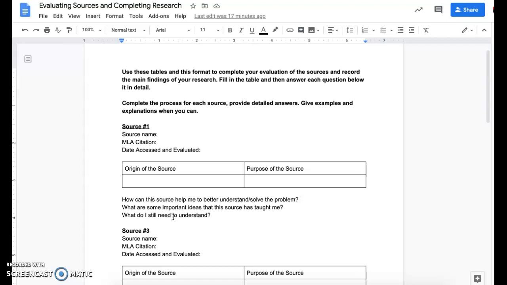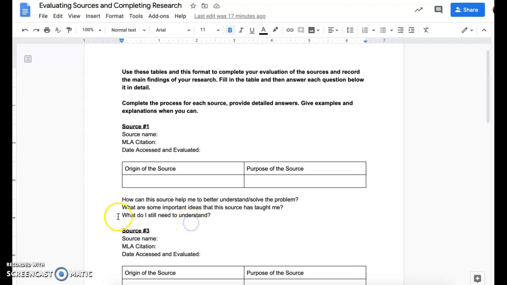So whether it's giving you some facts about the problem you identified in your city, or whether it's telling you 2 or 3 different ways that a problem could be solved, you're going to write those down and summarize them in your own words, explaining what the source has taught you and what you've learned from the source, how it can help you with your project.